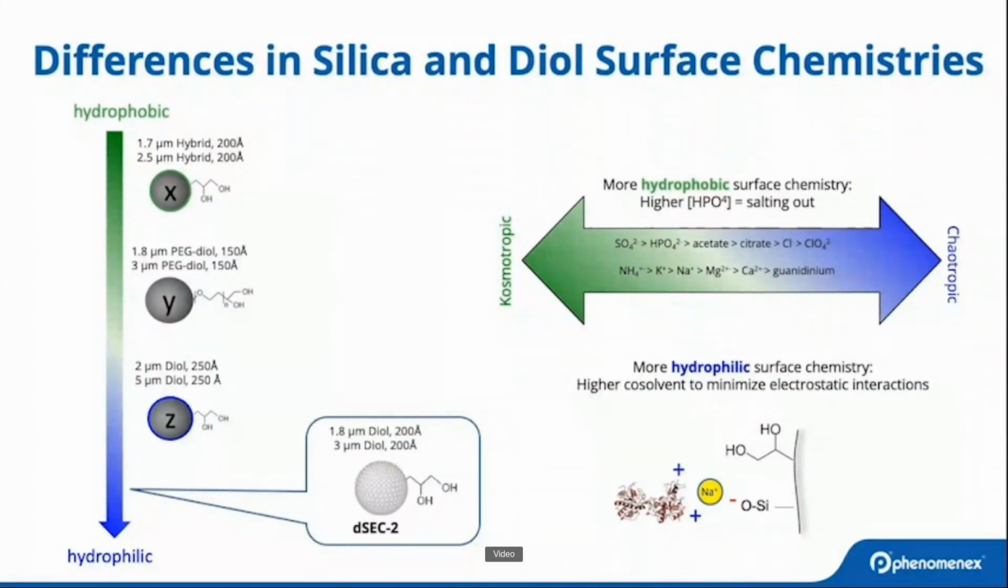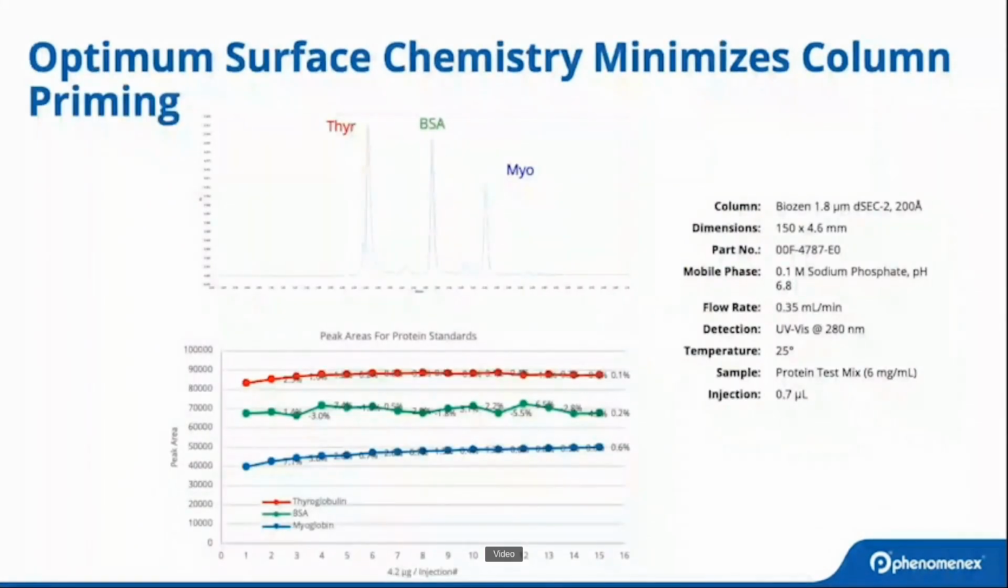Conversely, a hydrophilic particle requires quite a bit of salt to minimize electrostatic interactions. However, a hydrophilic particle is almost always preferred, as many methods require a high amount of phosphate for protein stabilization. Either way, the inertness of the particle for the DSEC2 column was prioritized in the development of this particular chemistry.